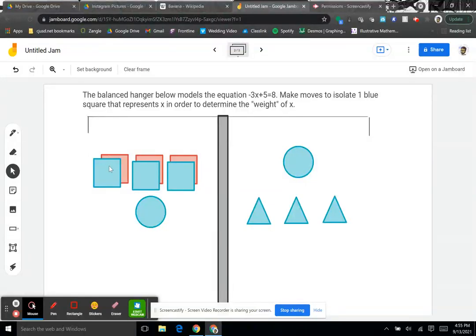All right, so now here I have 3 blue squares added to this side. Unfortunately though, I just unbalanced my hanger. Since I did that to this side, I now also have to add 3 blue squares to this side. So I'm going to paste 3 blue squares over here. All right, so I've got 3 blue squares here, 3 blue squares there.